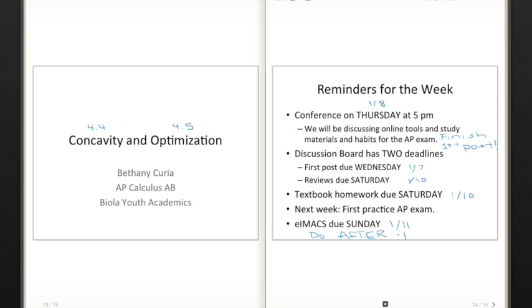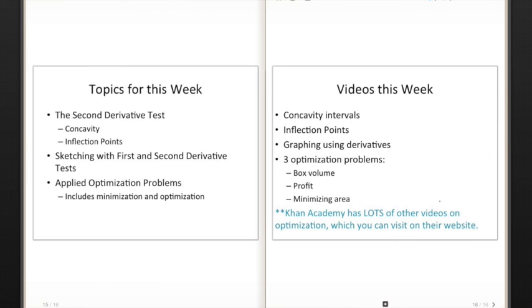I would really strongly recommend that for every IMAX assignment, you be done with the textbook and discussion board and all the other activities for the week before you start IMAX, because IMAX is supposed to be AP review.